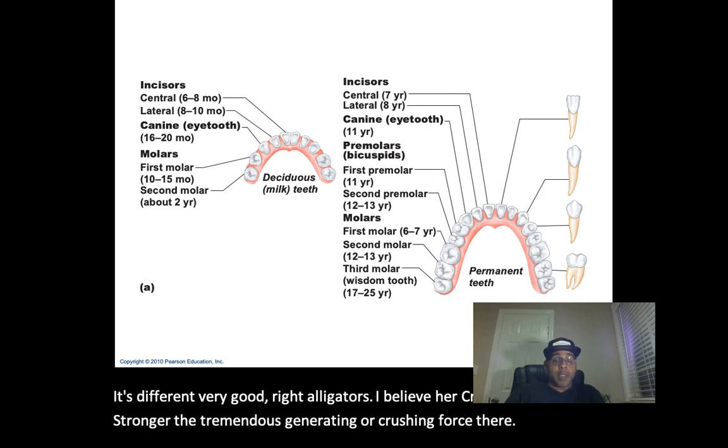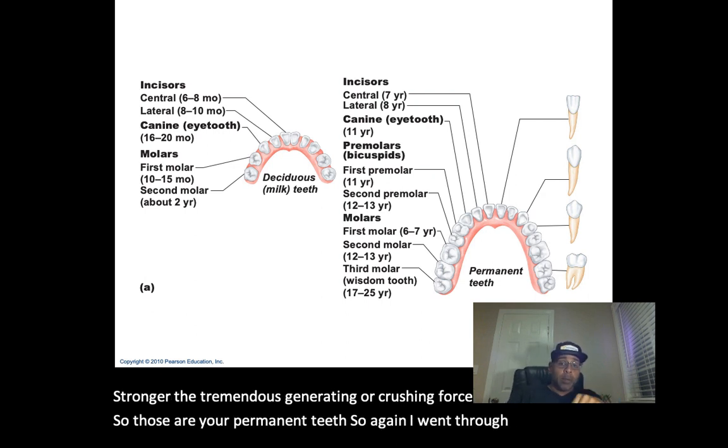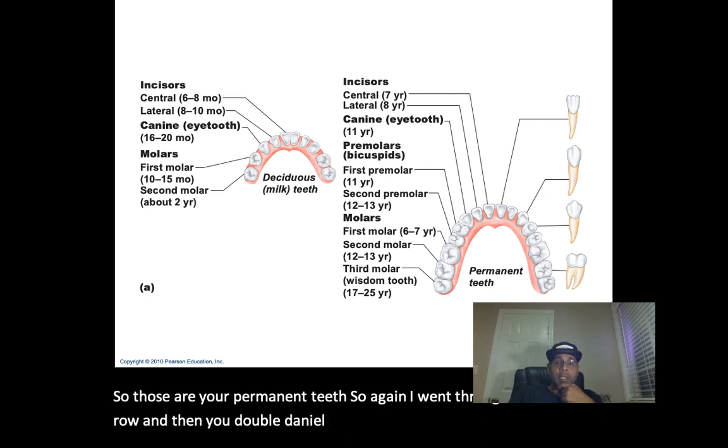So those are your permanent teeth. Again, I went through 16. 16 in one row, and then you double that, and you'll have a total of 32 teeth.